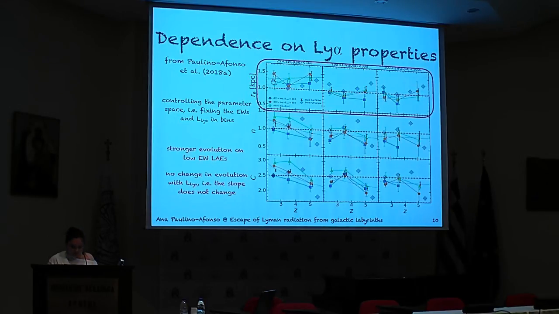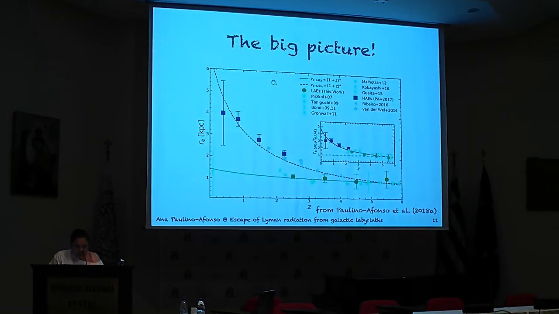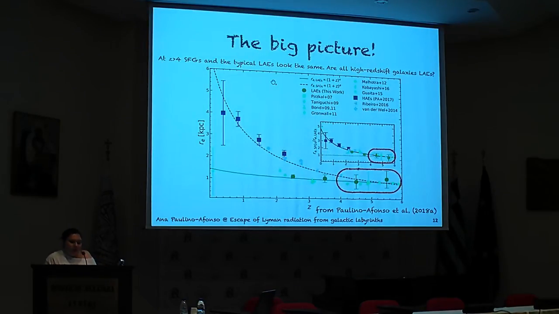So, to bring this to the big picture, we want to compare our Lyman alpha emitters with the population of star-forming galaxies that we found at our redshifts. And we saw that, in particular between redshift 4 and 6, the sizes of typical star-forming galaxies and typical Lyman alpha emitters look the same. If we do the ratio, we get one. So our main question is, if you peer into the epoch of reionization, do all galaxies at these redshifts look like Lyman alpha emitters? Do they all have Lyman alpha or not?